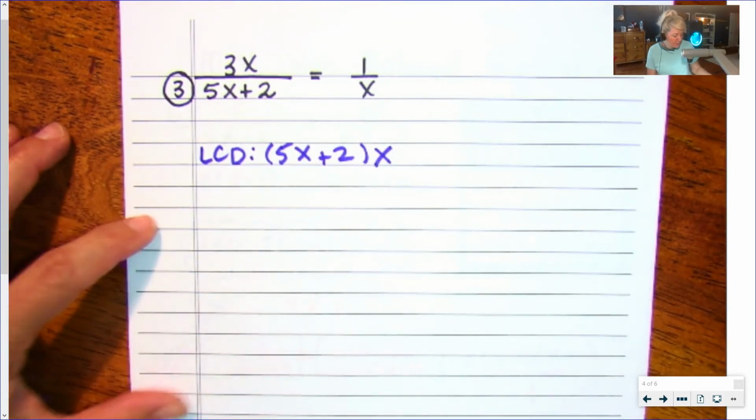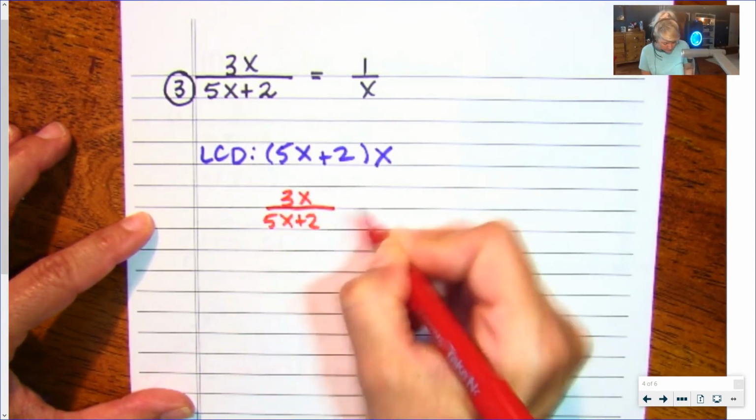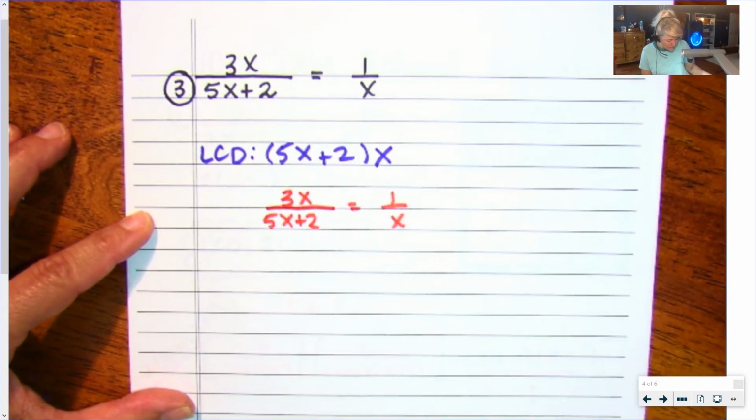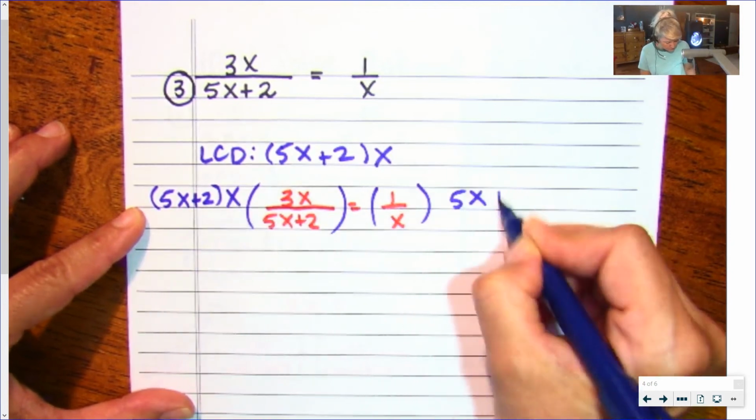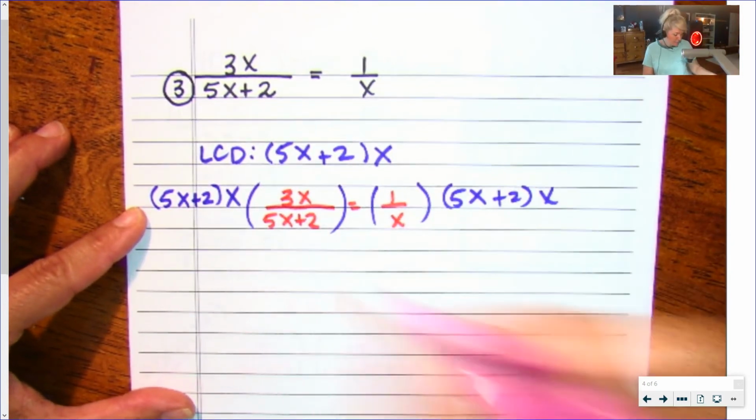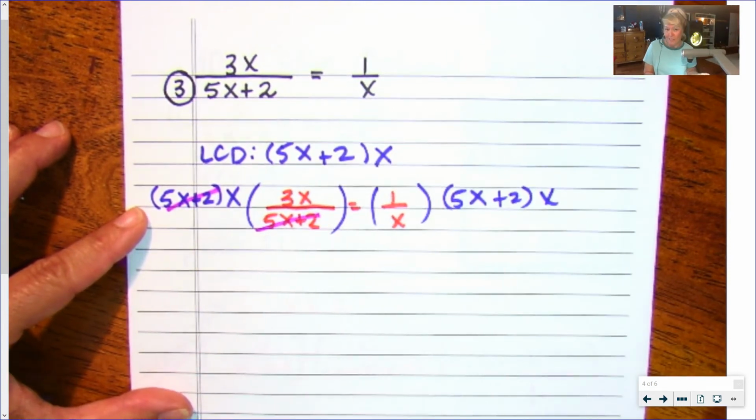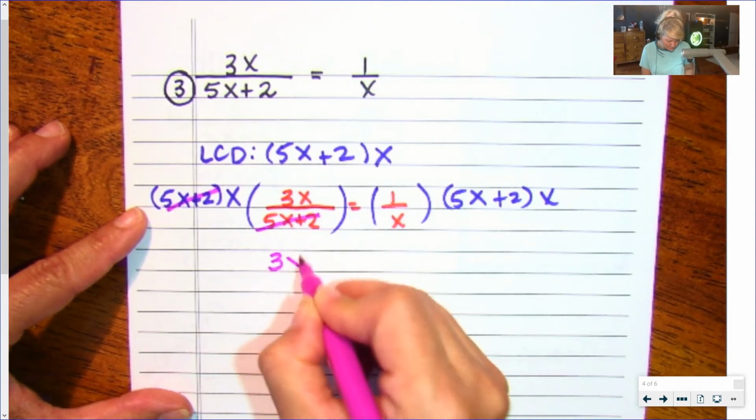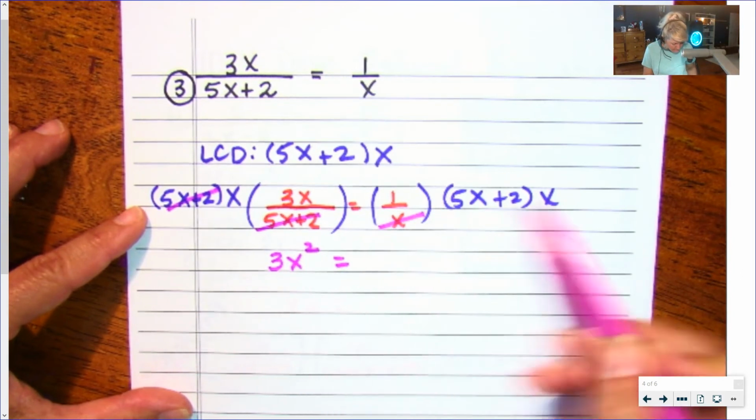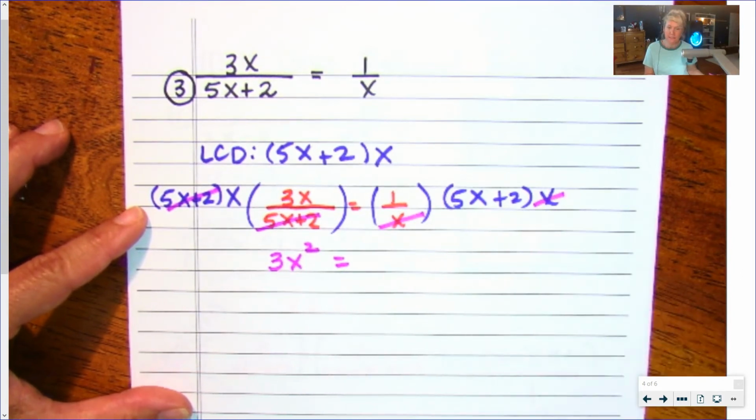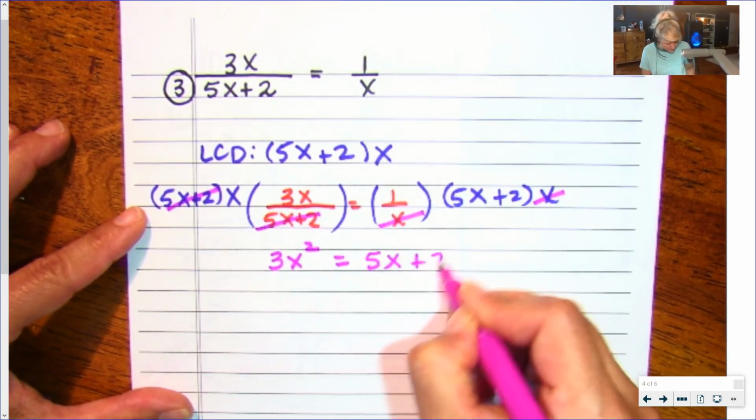We're going to multiply this whole entire equation by the LCD. I'm just going to copy the original. Let's go ahead and multiply both sides by the LCD. And then 5x plus 2, 5x plus 2. X times 3x, y'all, is 3x squared. Recopy your equal sign. This single x cancels out that single x, so the only thing that's left over on the right side is just going to be 5x plus 2.